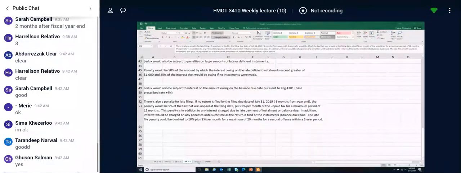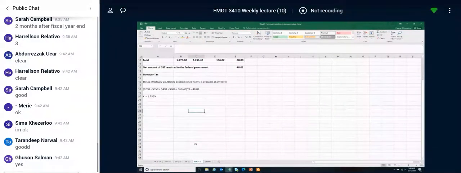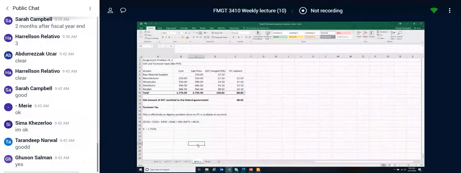Anyways, for EP 21-1, basically it was a scenario where they wanted you to look at GST and look at things from a PST perspective, what they called the turnover tax method. Okay, so they said, given some numbers, what is the total amount of GST that's remitted to the federal government if you go through all the different levels?